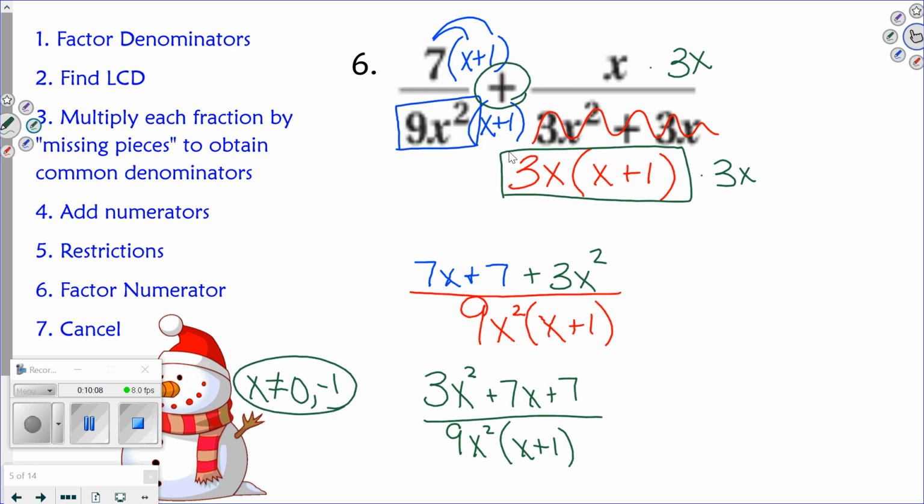Step 6, factor numerator. Is that going to factor? It doesn't factor. It looks like it should, right? It's got the 3 terms. It's set up just like we like them. But if you play with the numbers, it actually does not factor. And then step 7, does anything cancel? Can I cancel the 3x squared with this 9x squared? I cannot. You see how that's added? It's attached to the plus sign, so I can't touch that. So this is as simplified as I can get it.